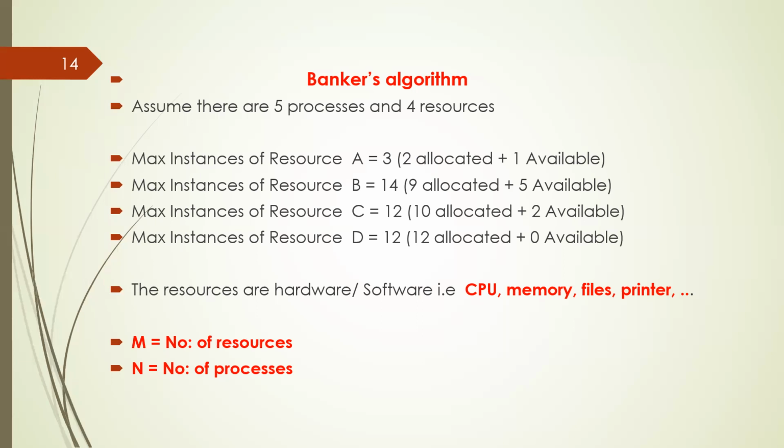So what are the resources? The resources are hardware, software, that is CPU, memory, files, etc. M means number of resources and N means number of processes.